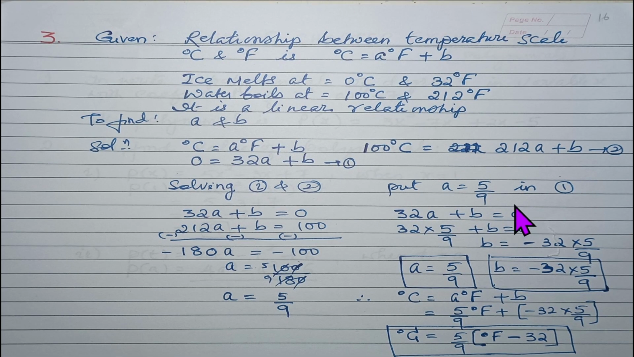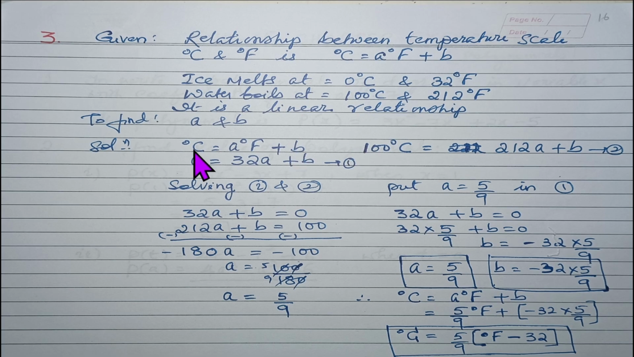Now coming to the next example, we are given a relationship between temperature scales, that is degrees Celsius and degrees Fahrenheit. That is degree Celsius is equal to a times degrees Fahrenheit plus b. This is the relationship given to us. Now we know that ice melts at 0 degrees Celsius and 32 degrees Fahrenheit. If the temperature is measured in degrees Celsius, then it's 0 degrees, and in Fahrenheit it is 32 degrees. Also water boils at 100 degrees Celsius and also at 212 degrees Fahrenheit. So two different temperature scales are given here. Now we have to use the linear relationship that is given to us and find out the values of a and b.